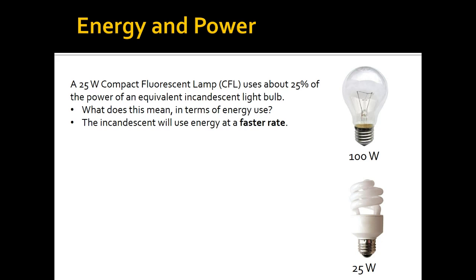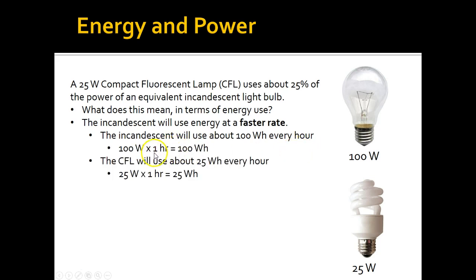Okay. So another way to think of it, if I plug in this incandescent and use it for 1 hour, it's going to use about 100 watt hours. How do I know that? Because 100 watts times 1 hour is 100 watt hours. Whereas the CFL you use about 25, right? So I have these two different power ratings. If I use them for the same amount of time, with the incandescent, I'm going to use 100 watt hours over the course of 1 hour. With a CFL, it's 25 watt hours over the course of 1 hour.